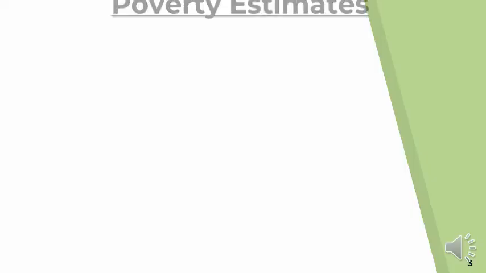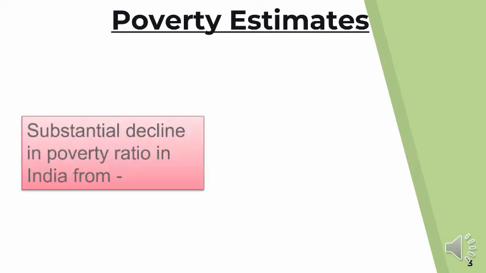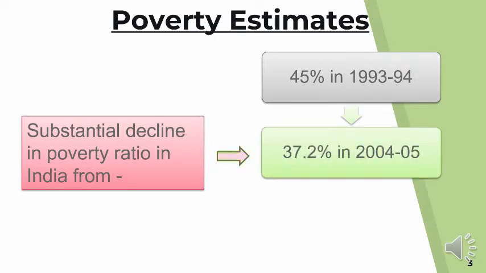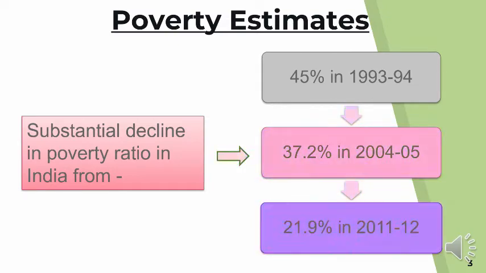Now let's begin with poverty estimates. In India, there is a decline in poverty ratios from about 45% in 1993-94 to 37.2% in 2004-5. This trend continued in 2011-12 and came down to about 22%. If the trend continues, people below poverty line may come down to less than 20% in the next few years.